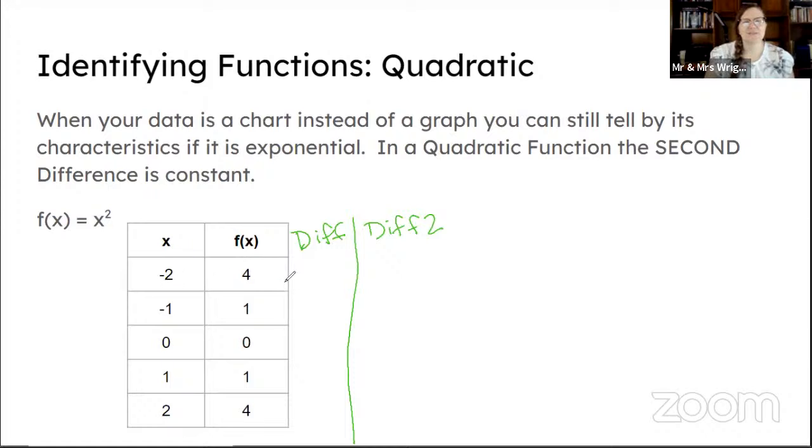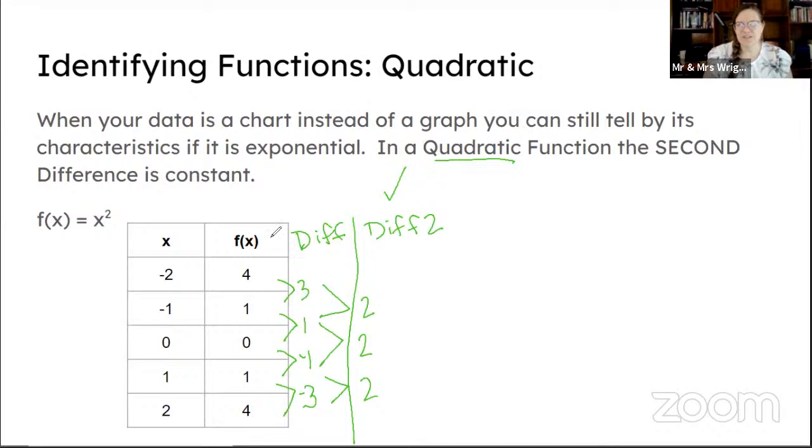All right, so let's look at the differences between these. The difference between 4 and 1 is 3. The difference between 1 and 0 is 1. If I take 0 and subtract 1, I'm going to get -1. And if I take 1 and subtract 4, I'm going to get -3. Now, those aren't consistent. But if I take those differences, 3 minus 1, I get 2. 1 minus -1, I get 2. -1 minus -3, I get 2. So if you notice, my difference 2 is consistent, and therefore I have a quadratic function. Okay.